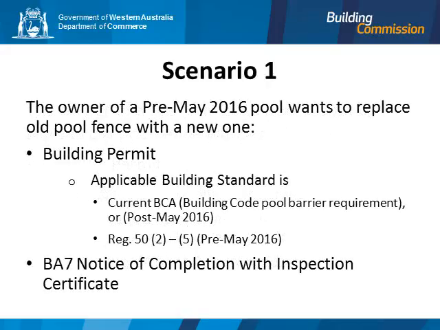At the completion of the work, the builder must submit the BA7 notice of completion to the permit authority. Additionally, if the building permit has listed the required inspection for the pool safety barriers, an inspection certificate complying with Regulation 28 and 29 is required to accompany the BA7.